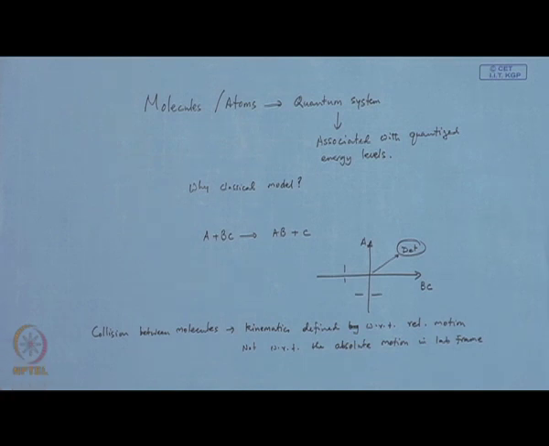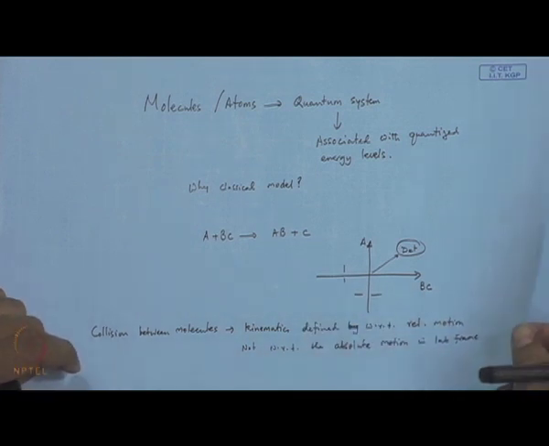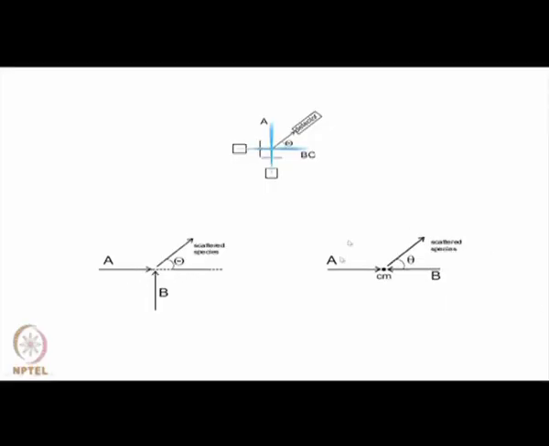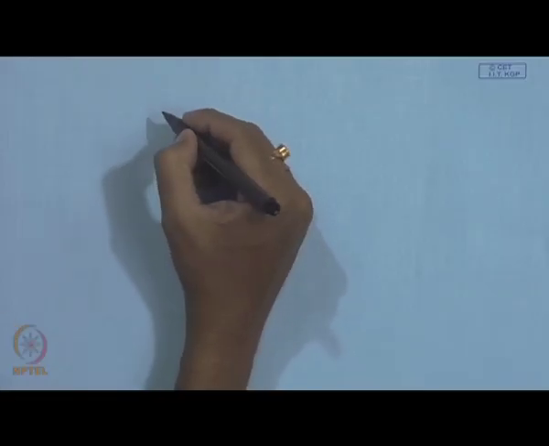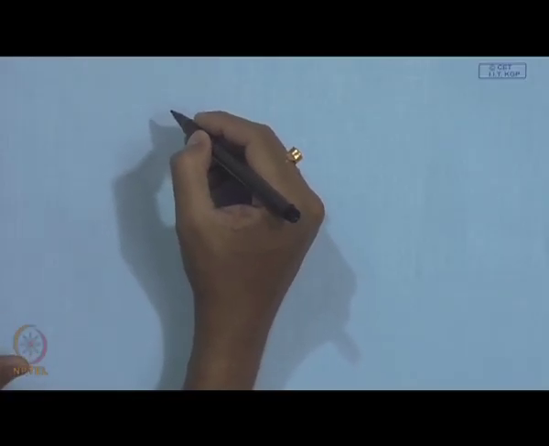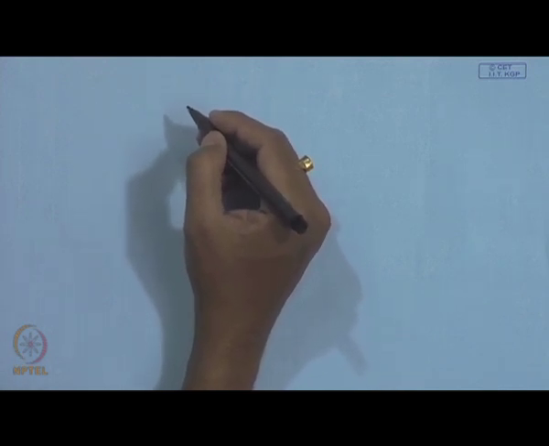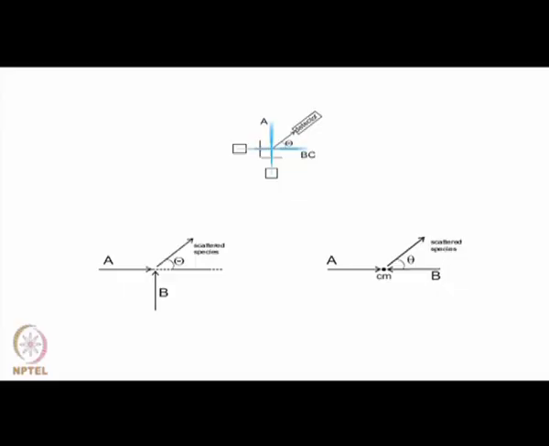Therefore, we need to have a transformation of the laboratory axis system to the center of mass coordinate, like this. This is the laboratory system, this is the center of mass system. So, in that case, as I told in my last lecture, whenever you do a crossed beam experiment, you get the detected signal, and then you have to convert it into the center of mass system. So, how to do that?